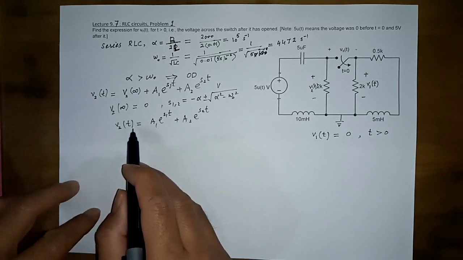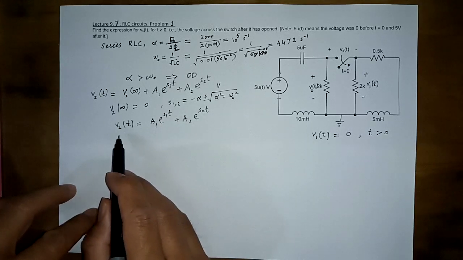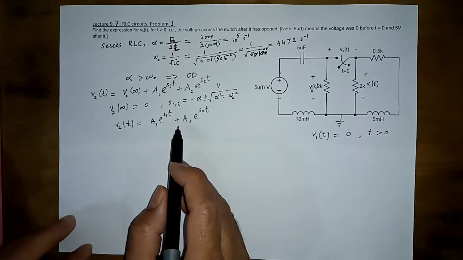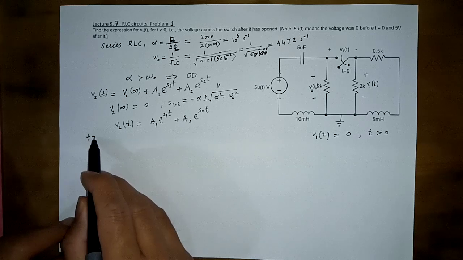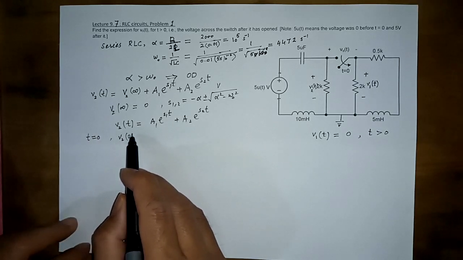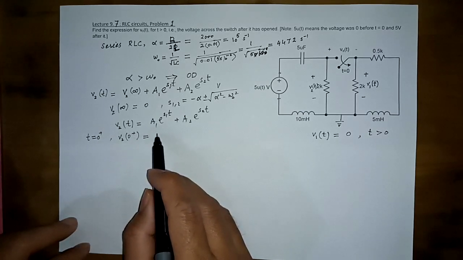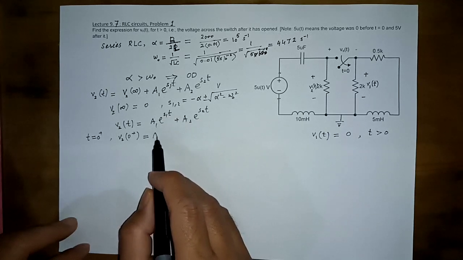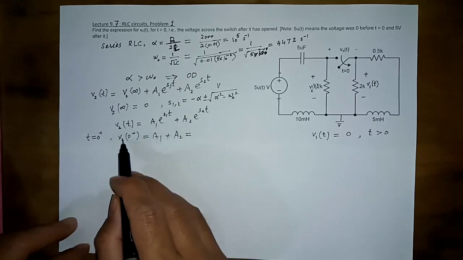So look at this. Suppose these are some values found, that's not important. So how to find A1 and A2? You don't need to cram anything. Just do those simple steps. Put t is equal to 0. So V2 at 0 plus the initial value is equal to, e raised power 0 is 1, e raised power 0 is 1. So we get A1 plus A2. We get one equation.